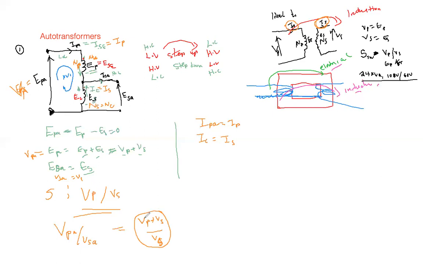The primary winding plus the secondary winding of the two winding transformer became the primary winding of the autotransformer, because it's up there. It's the primary winding of the autotransformer. Okay.